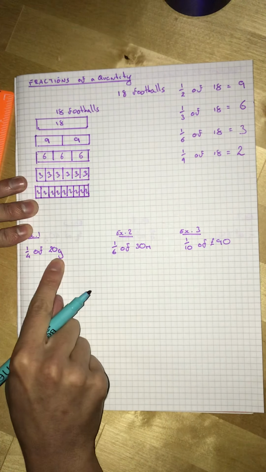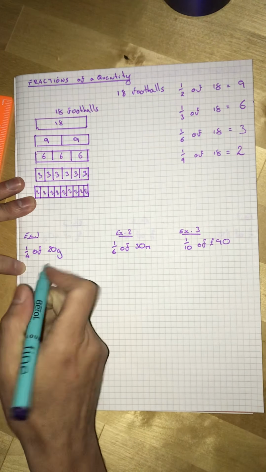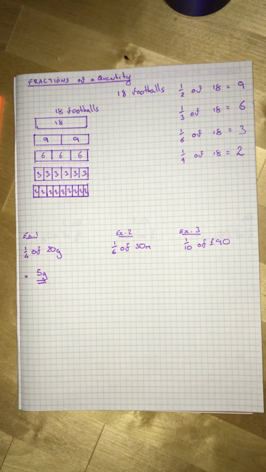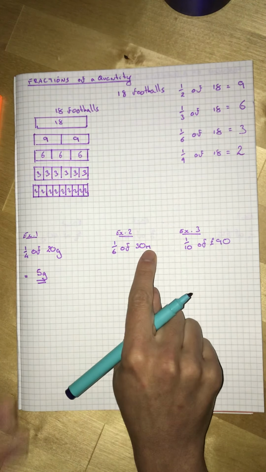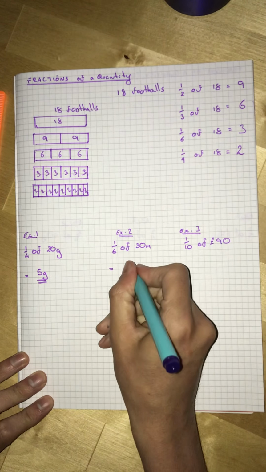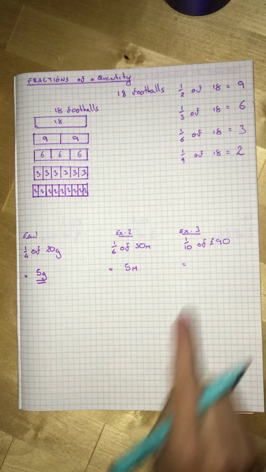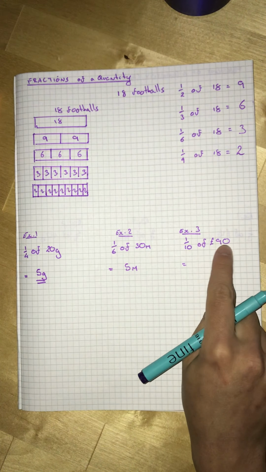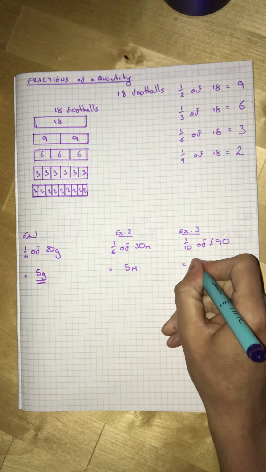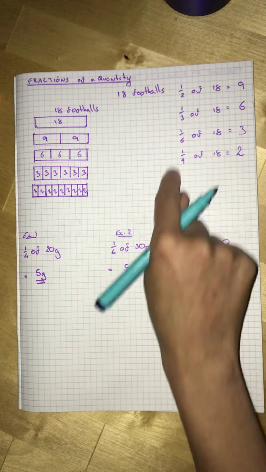So really, 1/4 of 20 grams is just going to be 20 divided by 4, which is going to be 5 grams. 1/6 of 30 is just going to be 30 divided by 6, which is 5. And it's meters in this case. And 1/10 of something, 1/10 of 90 pounds, is just going to be 90 pounds divided by 10. So what times 10 gives 90? It is 9 pounds.